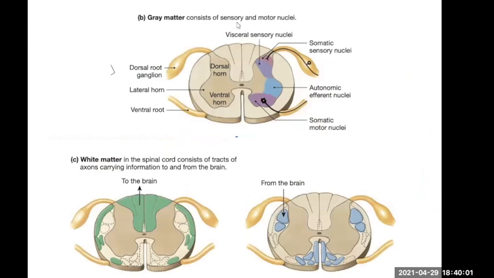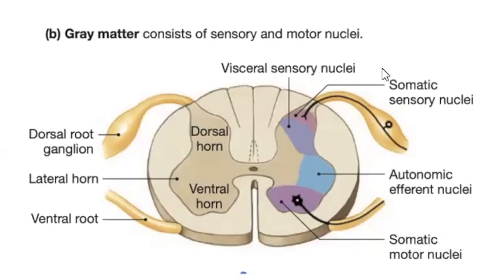All right, so the gray matter has sensory and motor nuclei. And notice the word, another word to pick up on over here: nuclei. That's a group of neuron cell bodies. So that might be a nuclei over here, a different nuclei here, a different nuclei here. And that just means a group of cells that are in the gray matter, in the central nervous system.